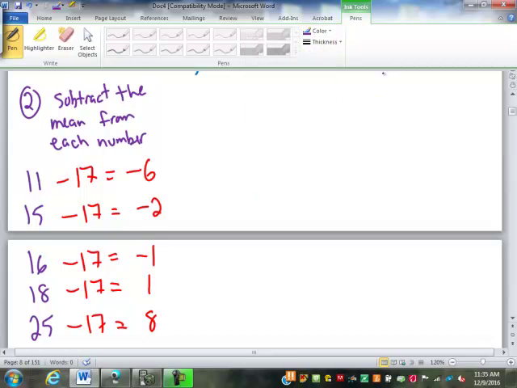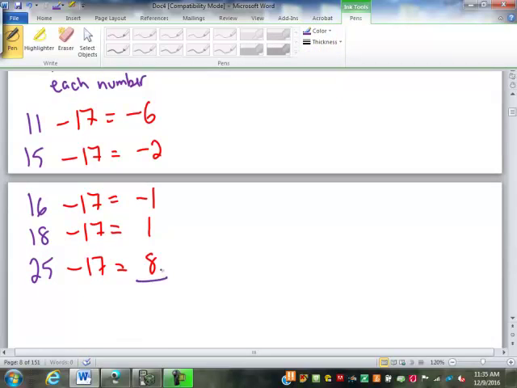Now, if you wanted to double check yourself at this point, if you add those all up, they should add up to 0. If they don't add up to 0, then either your mean is wrong or you subtracted one of them wrong.